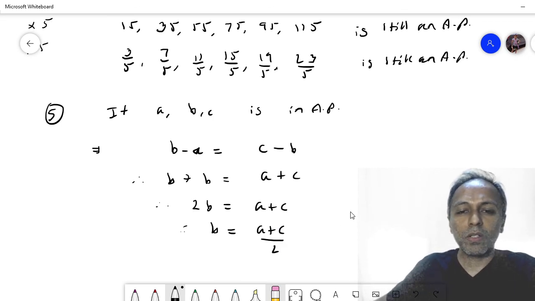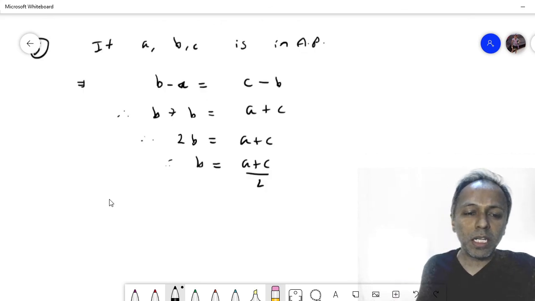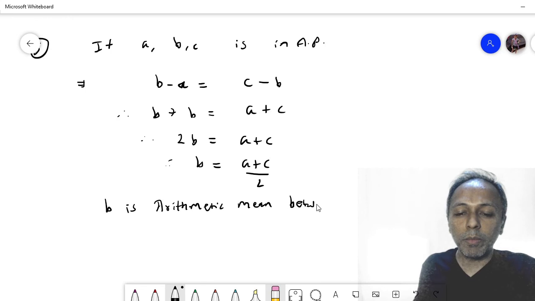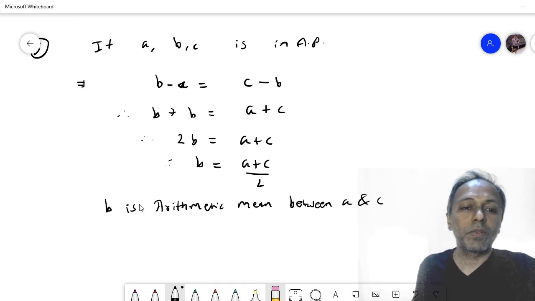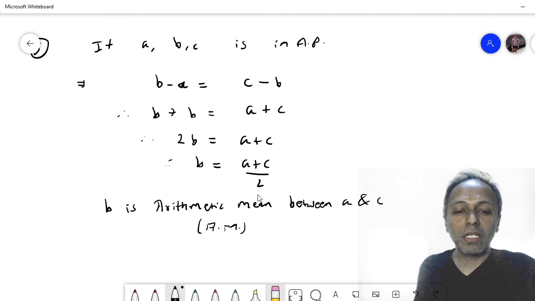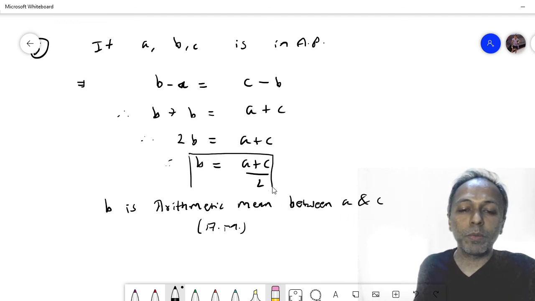This B that we have got is called arithmetic mean between A and C. So whenever B happens to be an arithmetic mean, also called AM, between A and C, you can use this information and try to proceed in those problems.